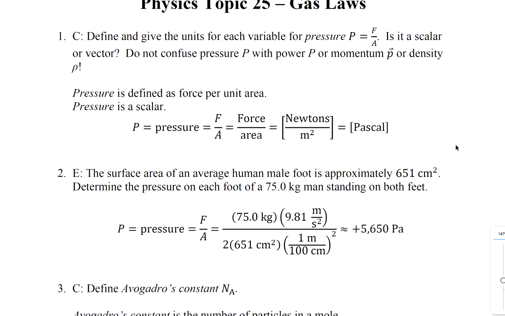Question 2. The surface area of an average human male foot is approximately 651 centimeters squared. Determine the pressure on each foot of a 75 kilogram man standing on both feet. So the total force is the force of gravity, and the area is the area in meters squared. And you have to multiply it by 2 since there's 2 feet.